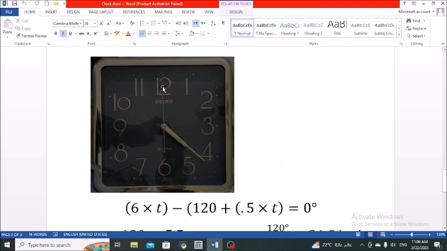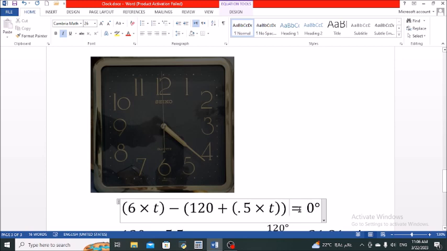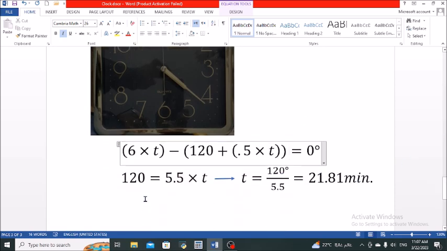We'll start measuring the minutes pointer 6 times t, starting from the 12, that is considered our 0, minus 4 times 30, that makes 120, plus this spacing 0.5t. But this we would not equate to 180, we would equate it to 0 because they are coincident. And substituting, we would have 120 equals 5.5t, which gives us t equals 120 over 5.5. That makes 21.81 minutes. Here it is.